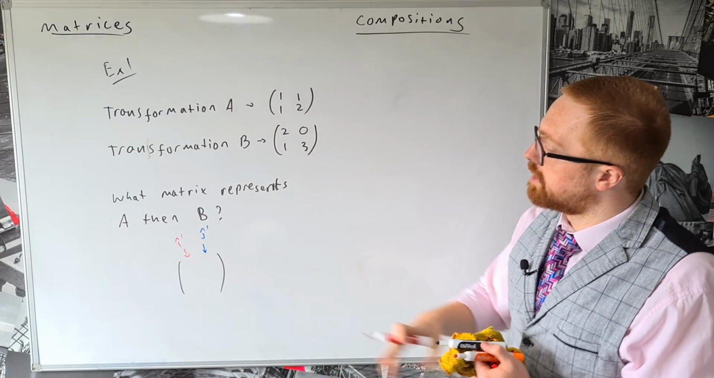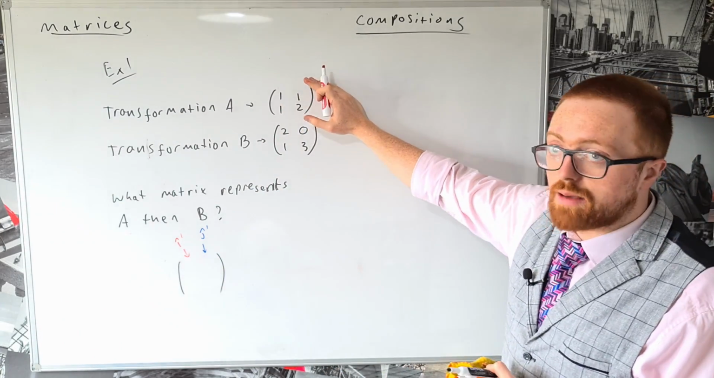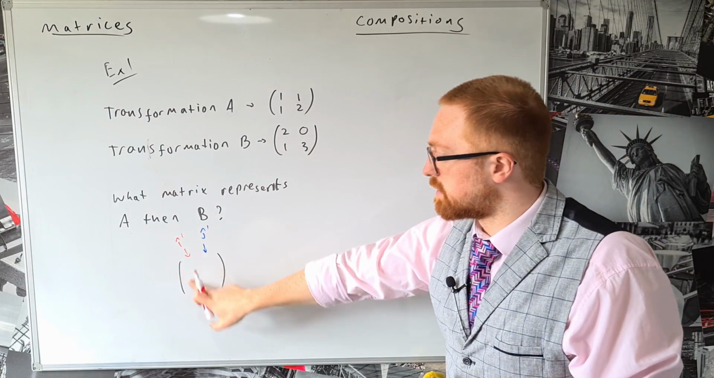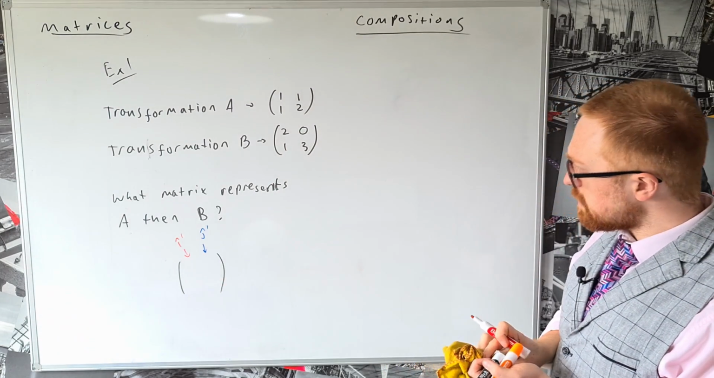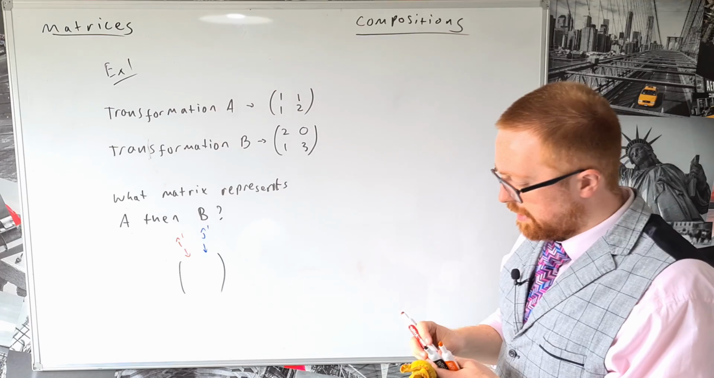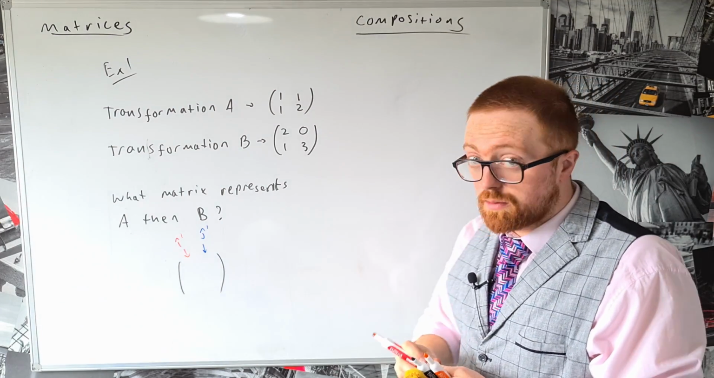Once we've put i hat through A and then through B, we want the first column to be where that ends up. And similarly, once we put j hat through A and then through B, we want the second column to be where j hat ends up.